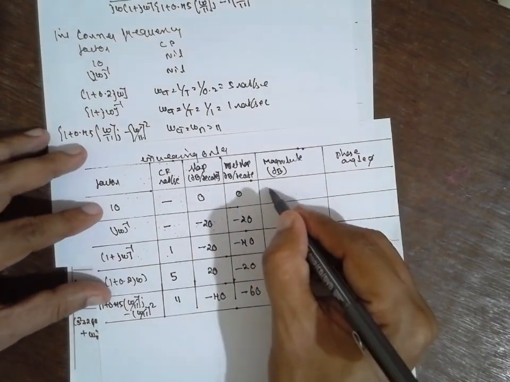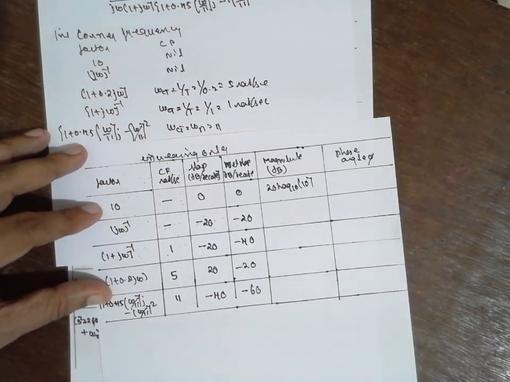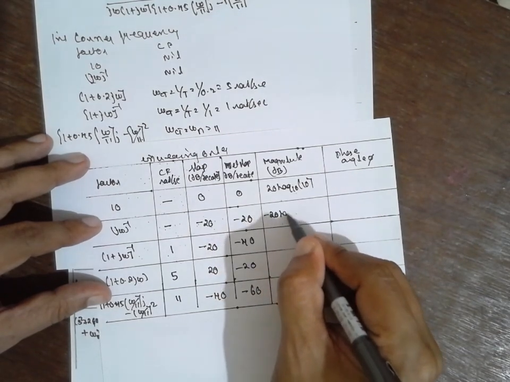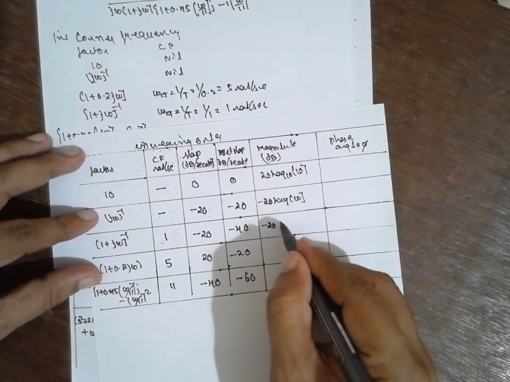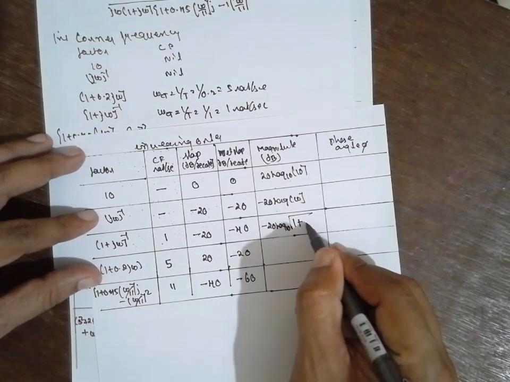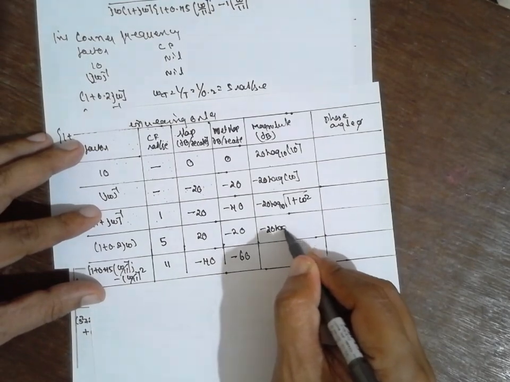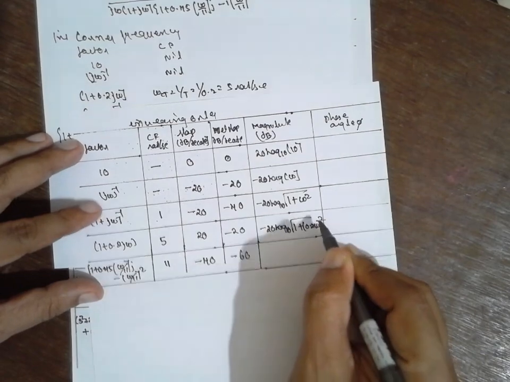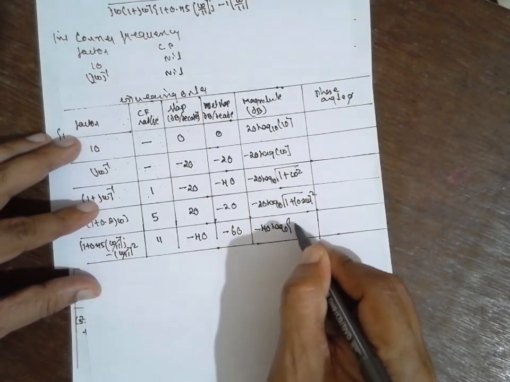Magnitude: 20 log 10, 10. This one is minus 20 log ω. This one is minus 20 log root of (1 + ω²), minus 20 log root of (1 + 0.2ω) whole square, and this becomes minus 40 log ω/11.